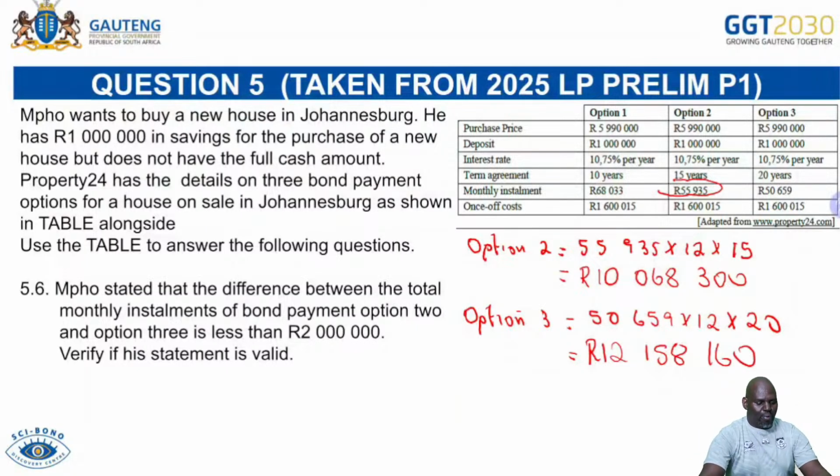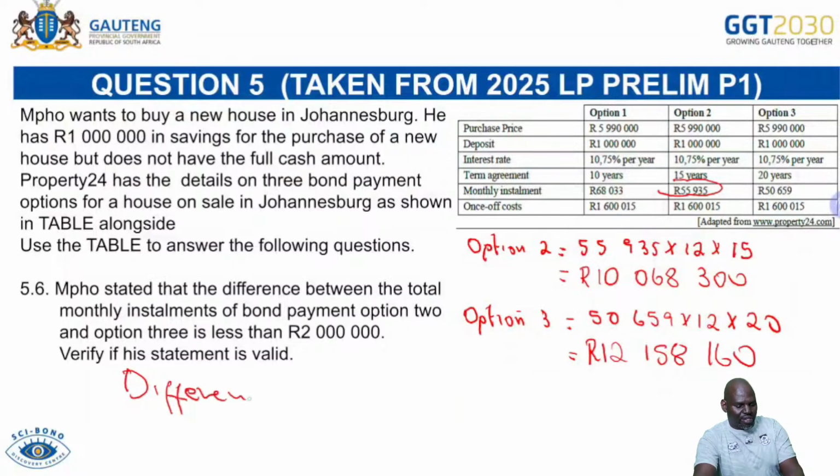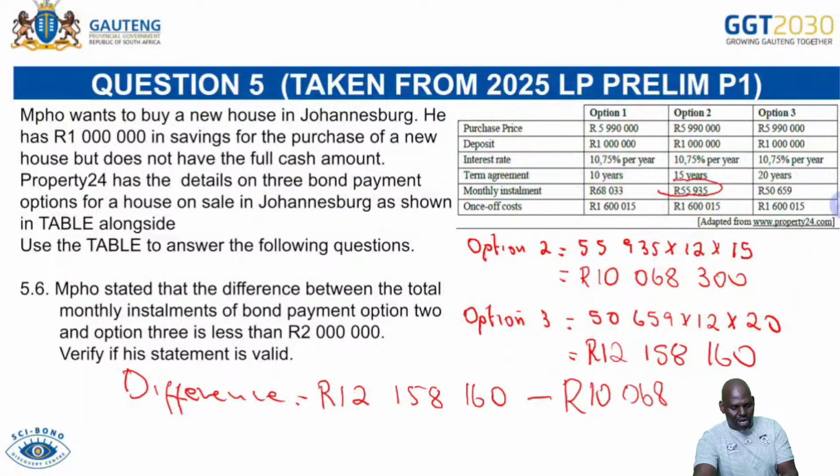But the question is, Mpo stated that the difference between the total monthly installments of bond payment option 2 and option 3 is less than 2 million. So now we have to calculate the difference. When we calculate difference, we take the big value, which is 12,158,160 in this case, and subtract the small value, which is 10,068,300.